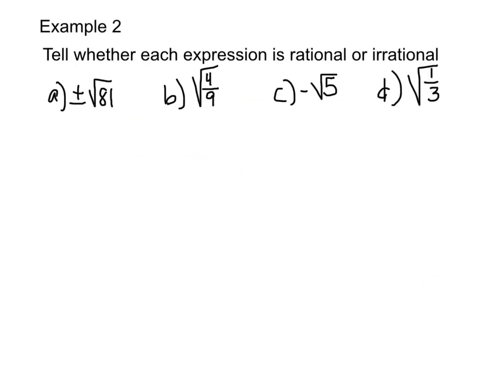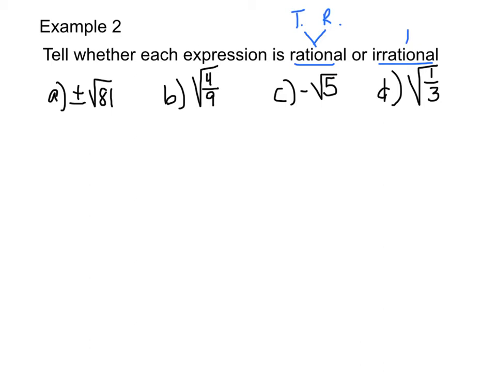In the next example, we're going to actually find the square root. But then we also need to tell whether each expression is rational or irrational. So let's remember what irrational and rational means. Rational would be values that either terminate as a decimal or repeat as a decimal. So these two would be terminating or repeating.